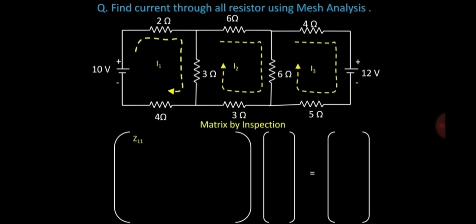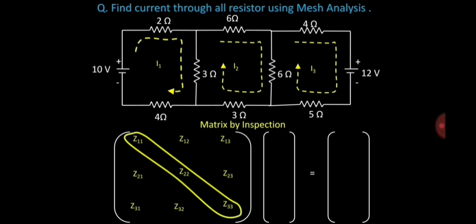So we are going to start with the Z11, then following the row we'll have the Z12, then Z13. So the second row will have Z21, Z22 and Z23, then Z31, Z32 and Z33. So diagonally, all the values of the diagonal are positive. That's what you should know. Others may be negative or 0, but all the diagonal values will be positive.